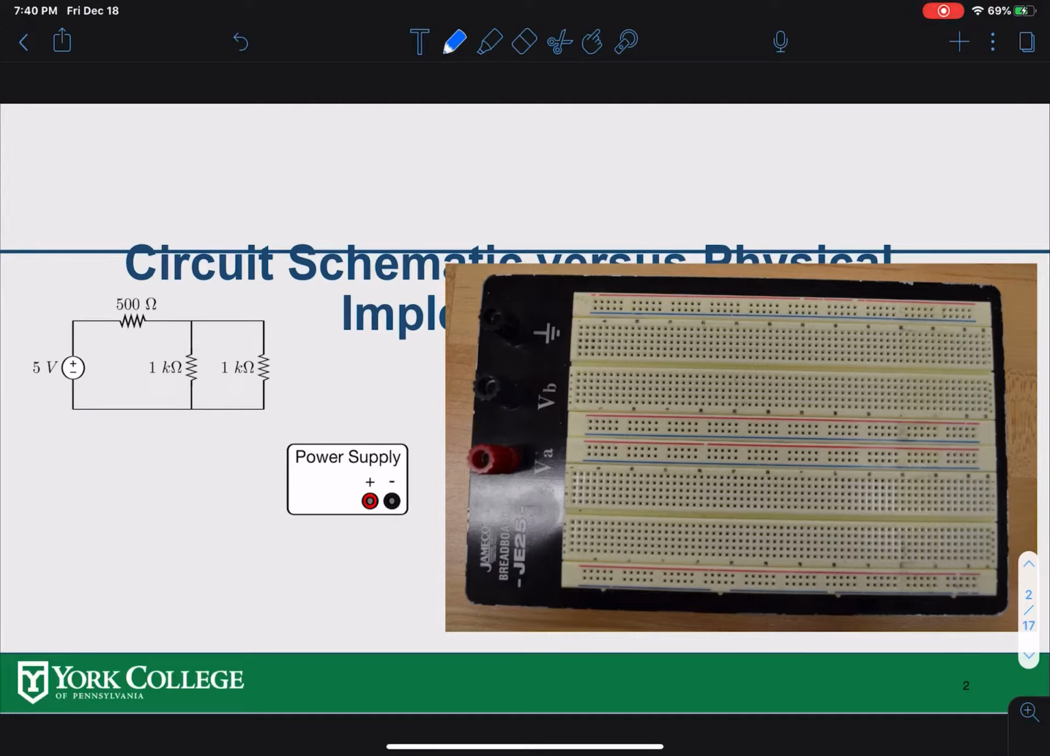Let me remind you of the key things about the breadboard. In the breadboard, you have these 5 connection points here. We call them a node. That means these 5 points are basically a single point, connected to each other. So if you make a connection at any of the 5 points, you're making a connection to the same point. These are called nodes.